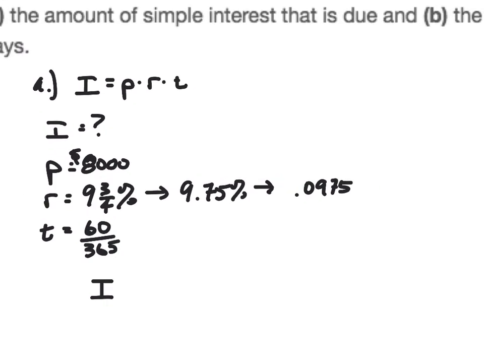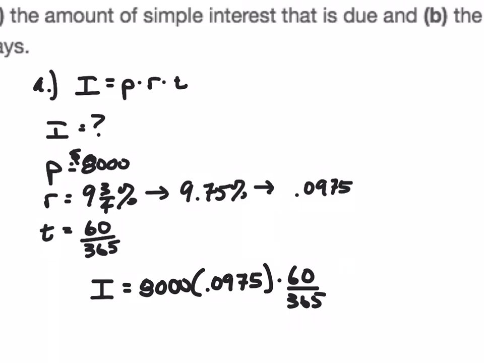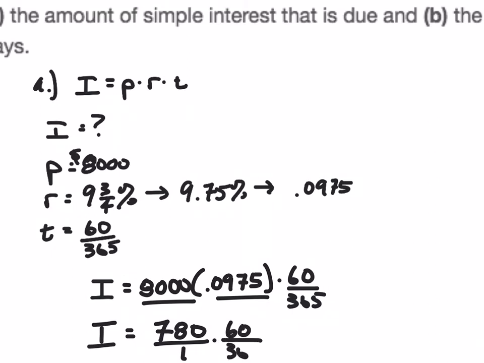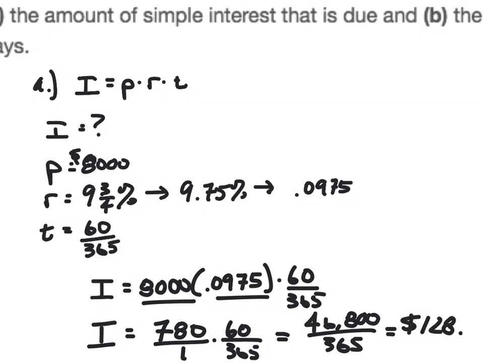So let's go ahead and calculate this. I is equal to 8,000 times 0.0975 times 60 over 365. Now, what I do is multiply 8,000 and 0.0975, and that's going to give me 780. Now, when I have this interest of 780, this is over 1, I'm going to multiply that by 60 and then divide by 365. So 780 times 60 gives me 46,800. And then I'm going to divide that by 365. Rounding to the nearest penny, that's going to give me $128.22.